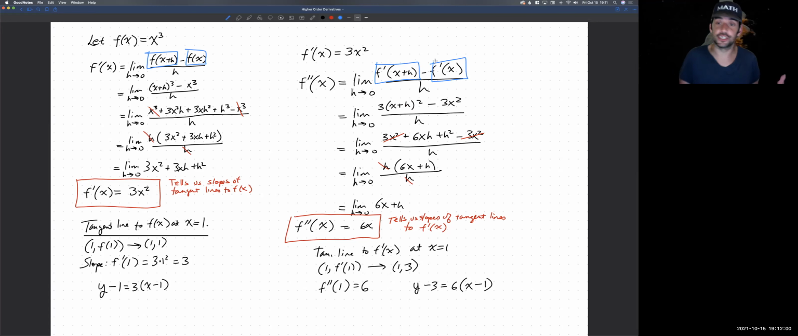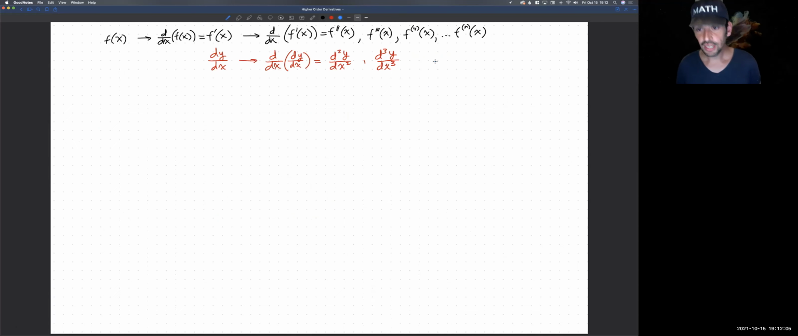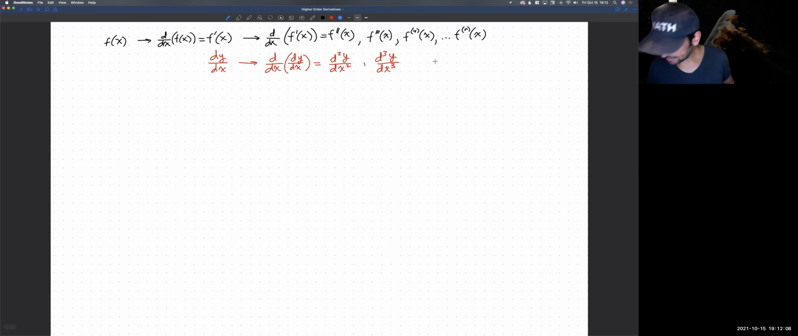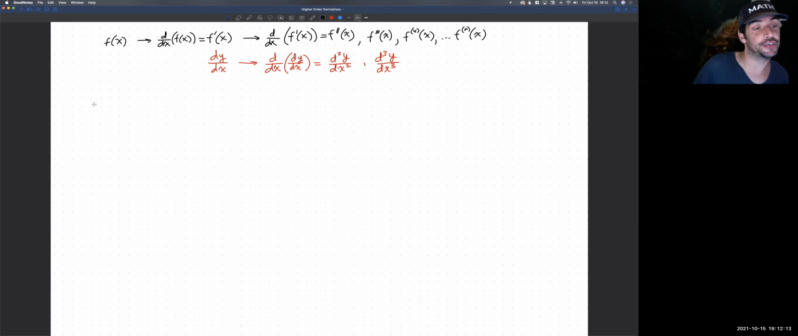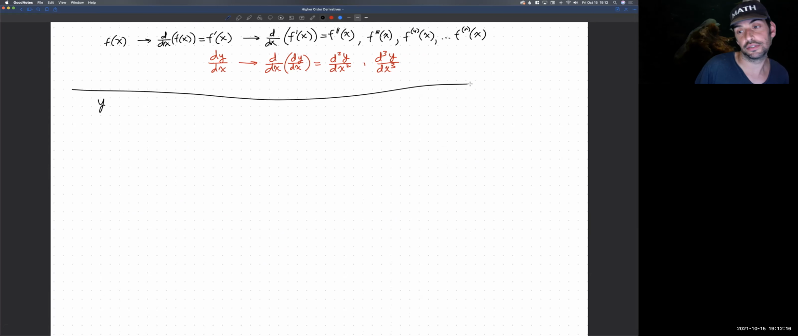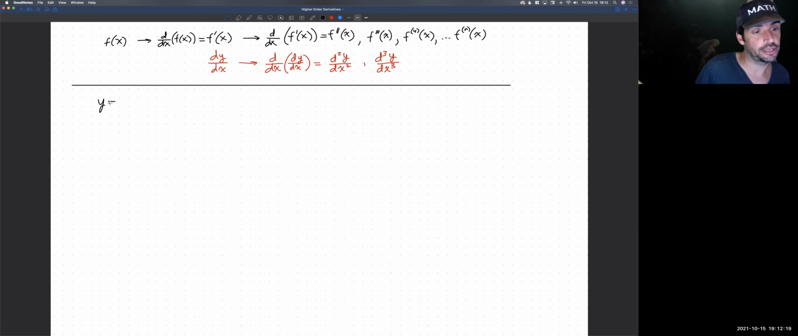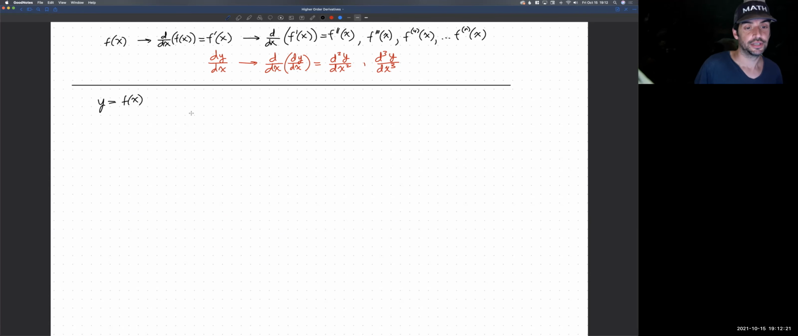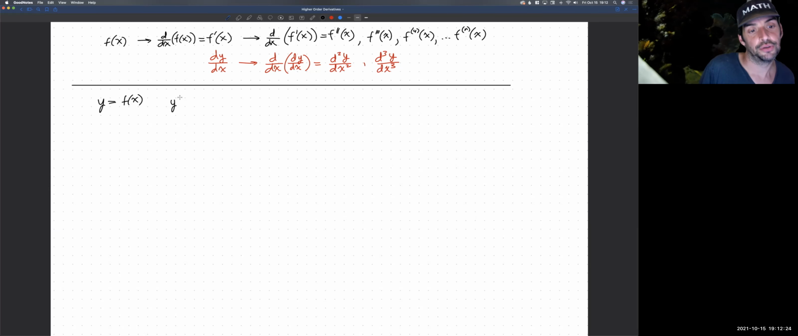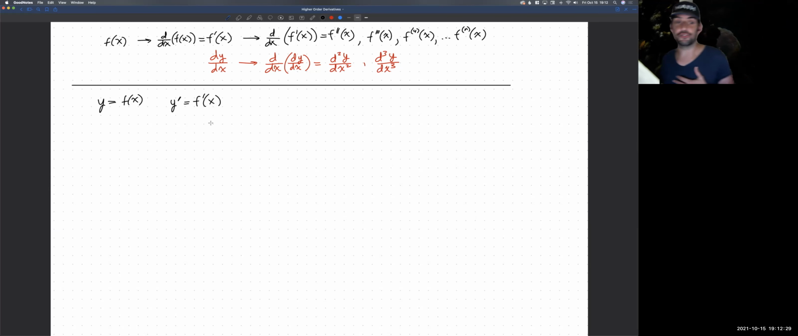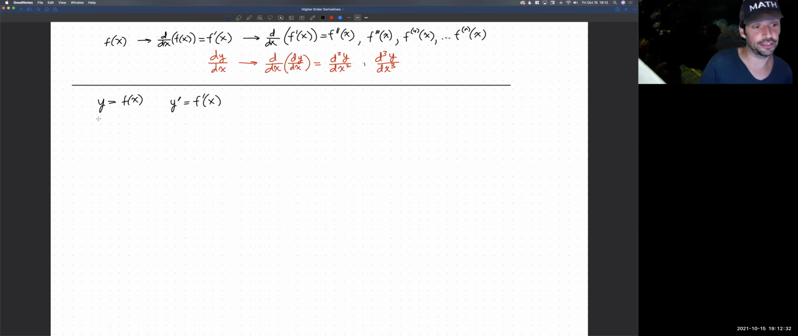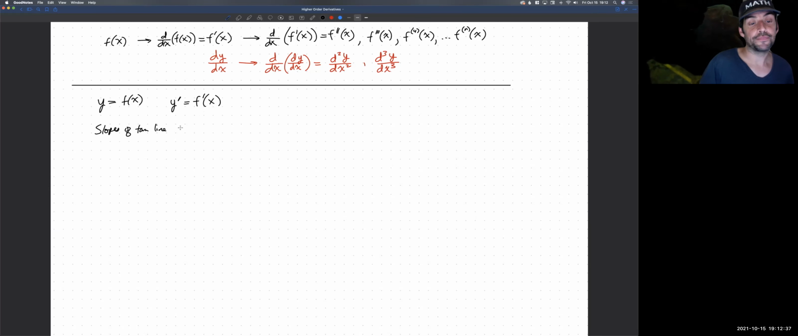So whatever function you're taking the derivative of, even if it happens to be a derivative, is the thing that goes in there. Let's end with giving this a little bit of meaning, okay? So in general, when we have a function y equals f of x, and we take the derivative, y prime equals f prime of x, this is a function that tells us the slopes of the tangent lines, right?